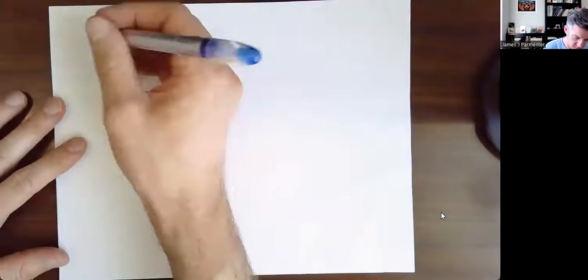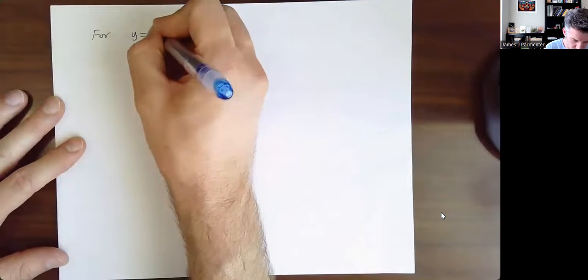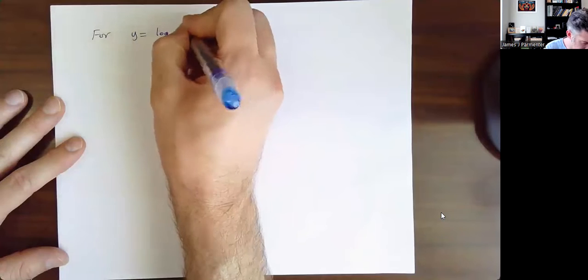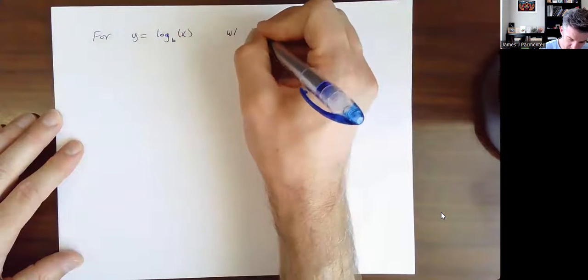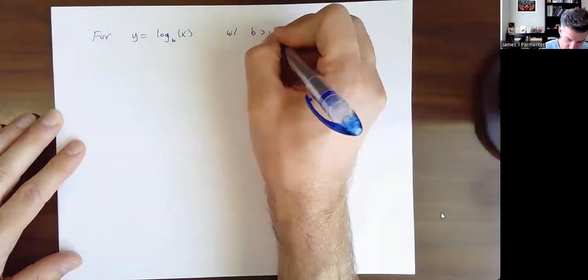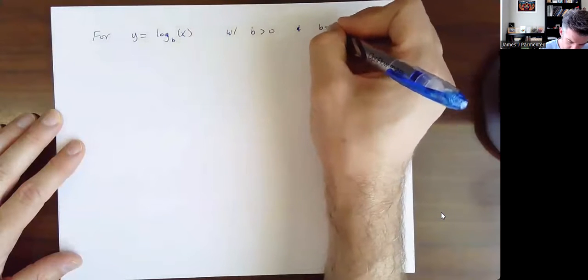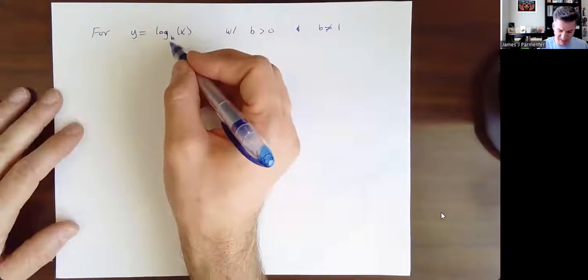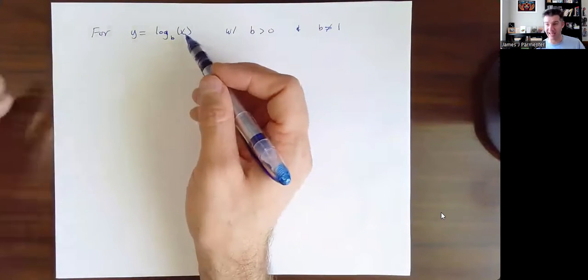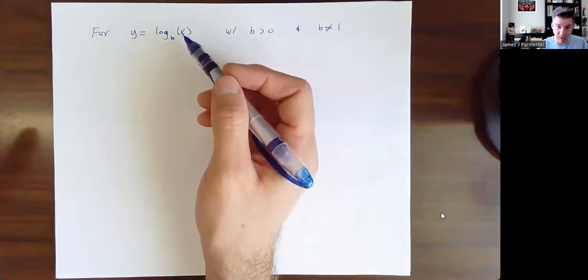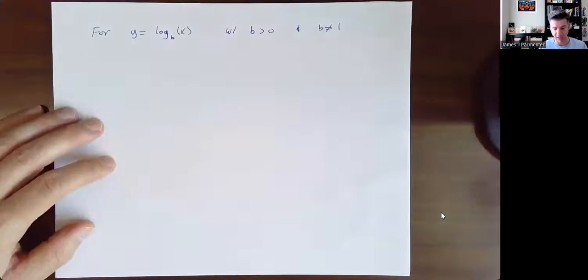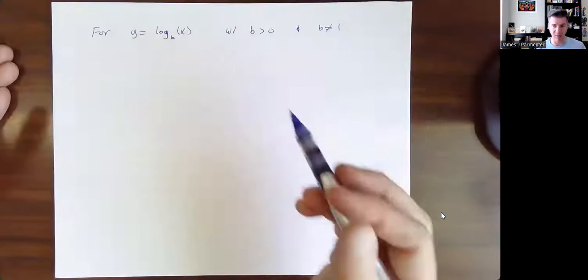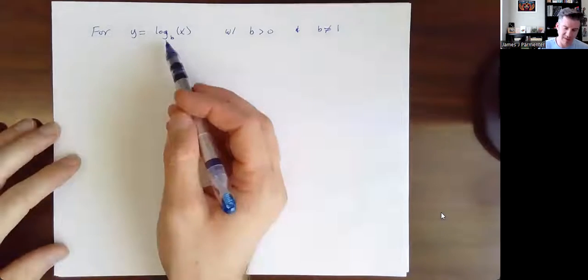In general, if you have y equal to log base b of x, well, first of all, just like with exponential functions, our bases should be greater than 0 and not equal to 1. If our base was 0, you'd have to be like 0 to what power equals x? That's not going to work, right? Because 0 to any power is 0. If your base was 1, that's also a problem because 1 to any power is 1, so you're not going to get there. And the negative bases are weird.